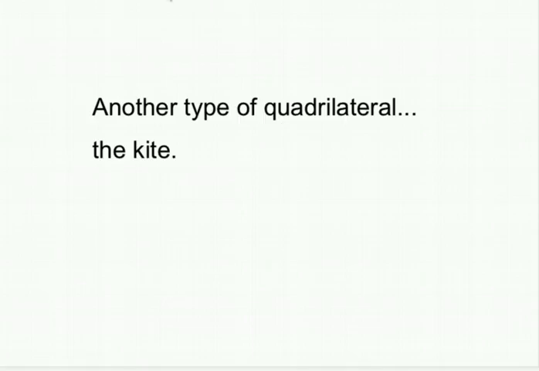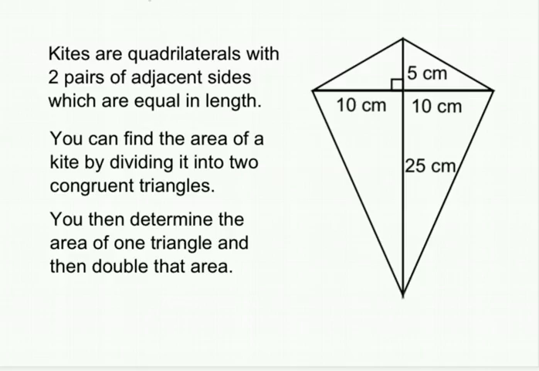Another type of quadrilateral that we're going to want to investigate is the kite and how we find the area of a kite. All right? Kites are quadrilaterals with two pairs of adjacent sides which are equal in length. You can find the area of a kite by dividing it into two congruent triangles. You then determine the area of one triangle and then double that area.